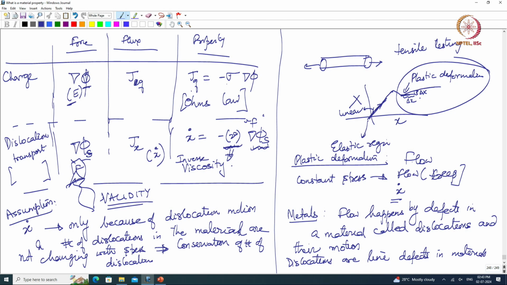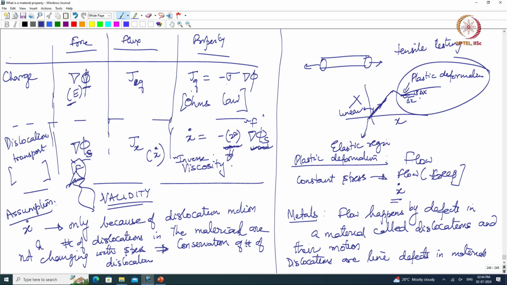If this is large, even with a small force I can move the dislocations, so the mobility of dislocations is quite large, I can strain the material quite a lot. But if this nu is small, then I need a large force, the drag is large. This dislocation should really struggle to move through the material. So you can imagine that there is a similar scenario in the mechanics.